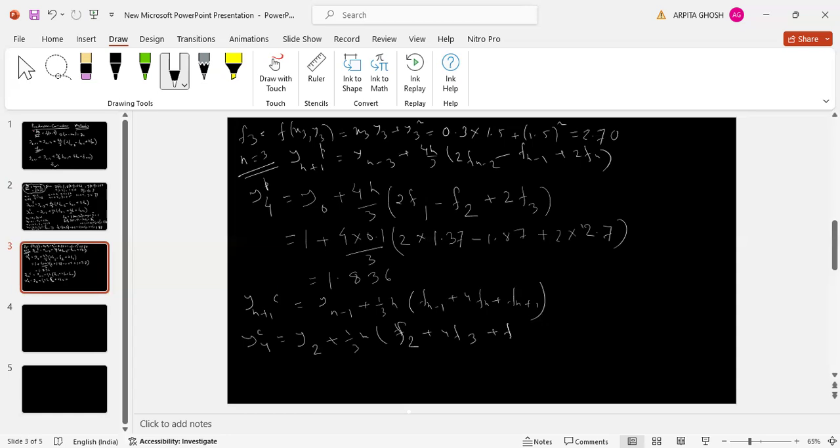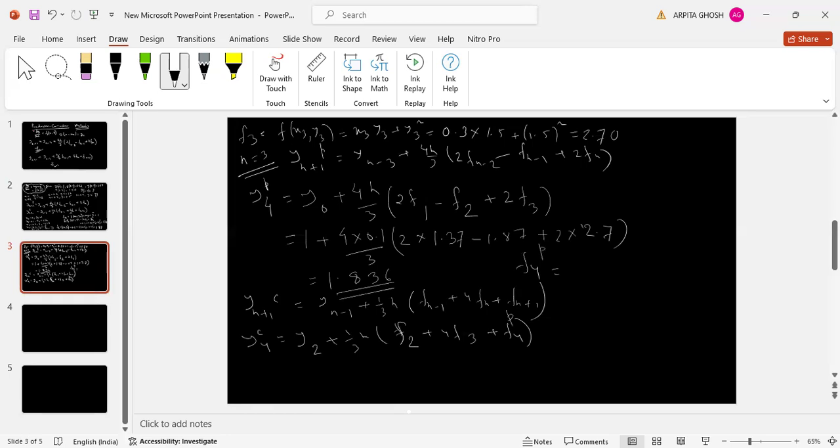plus f4. But where will I get f4 from? I do not know f4. F4 means the function at x4. What was the function? X into y plus y square. So f4 is x4 into y4 plus y4 square. I am only going to find y4, right? Then how can I get f4 now? So this is not the real f4. This is your predicted f4. So after we get this y4 predicted, we need to find f4 predicted. Then only we can write out the corrector formula.